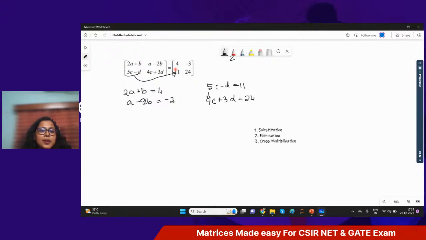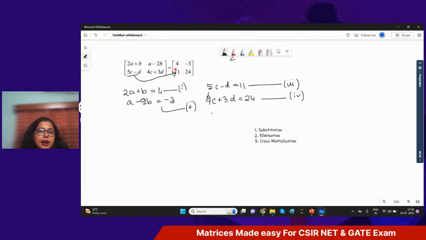So 2a plus b equals 4. We just have to make similar coefficients of any one variable and we can just cancel it out. So here we can multiply 2 to this equation. Say this is equation 1, this is equation 2. We are just numbering the equations. This is equation 3 and this is equation 4.